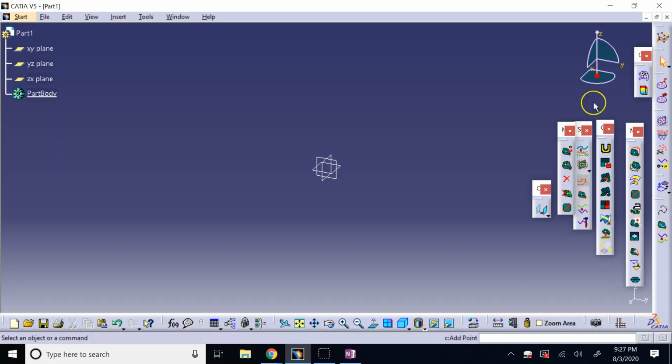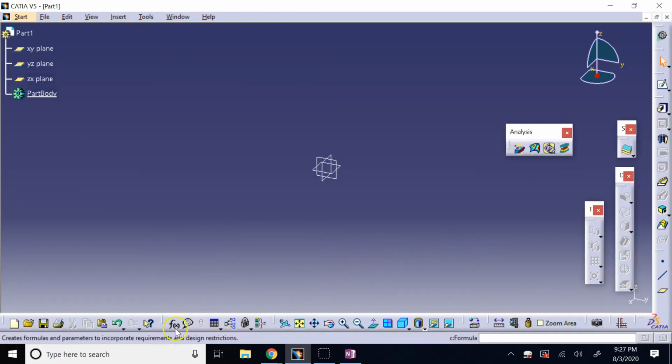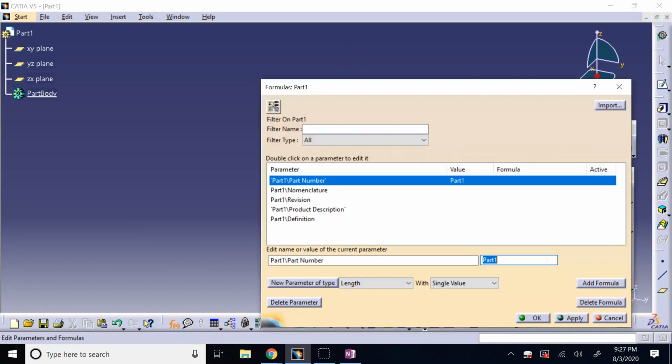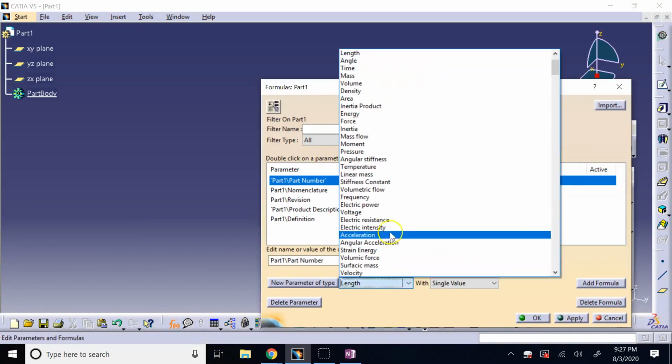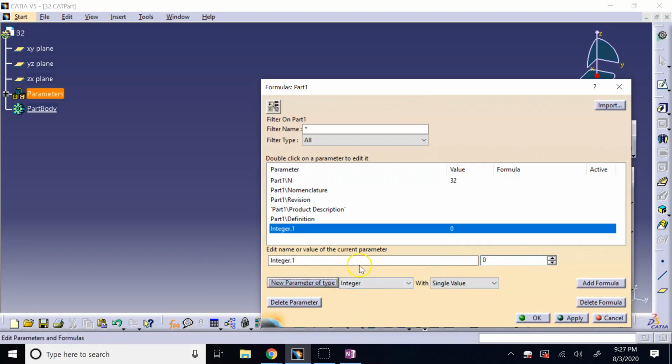So first here we make sure we are in the part design environment, and we click on fx from the knowledge toolbar, and new parameter of type, we choose it to be integer, and basically the name of this, I want it to be n and the value of it to be 32, and I say create that. Now it gives it a new name, so let me just change it here at 32. So that is the first parameter.